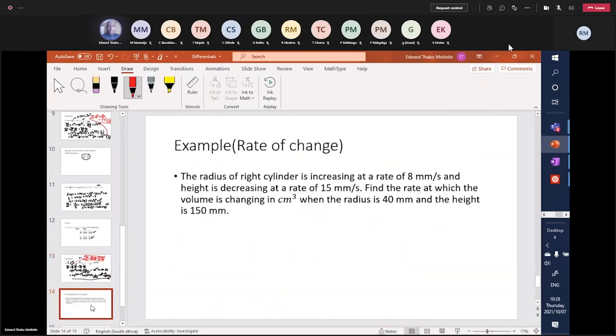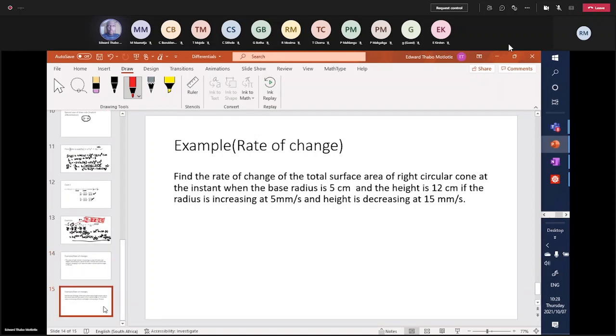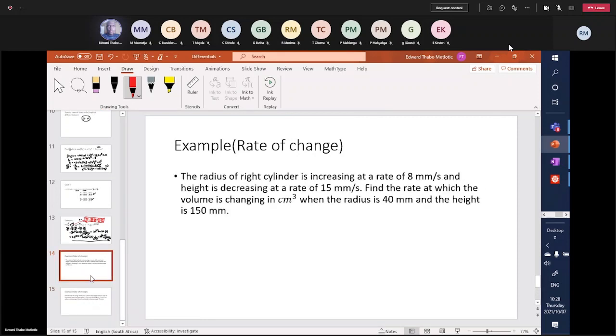Okay, let's see the last part. So here we have two problems. I don't know, maybe we'll do all of them. How many minutes still left? 30 minutes. Yeah, we can do this one. Okay, the rate of change.